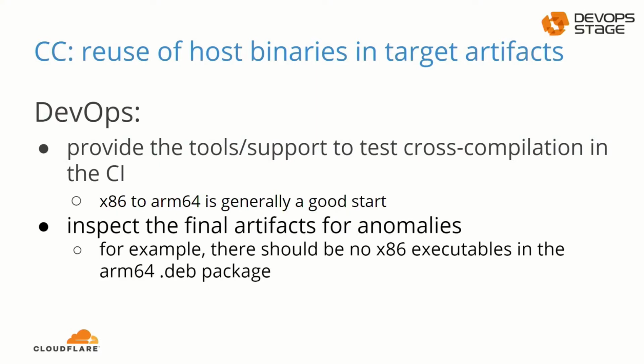Additionally, you can also build tools to inspect the final artifacts for anomalies. So, for example, if we had a tool which scans the Debian package for ARM and finds that it contains x86 executables, there is something wrong here, right? So we can catch it early on, at the build stage.